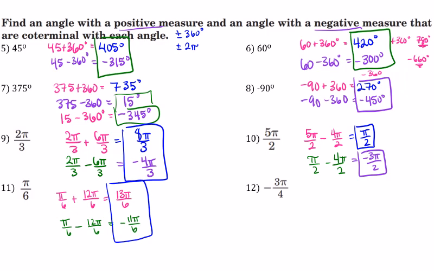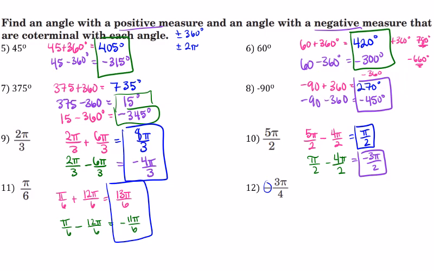All right, and if you got 13 pi over 6 and negative 11 pi over 6, congratulations. Well done. And so remember, all we're doing is adding and subtracting 2 pi. So you just double the denominator. So that becomes 12 pi over 6 to get 2 pi. And you just add or subtract that to the numerator, right? Okay, number 12, we have a negative angle here. No big deal. Same idea.